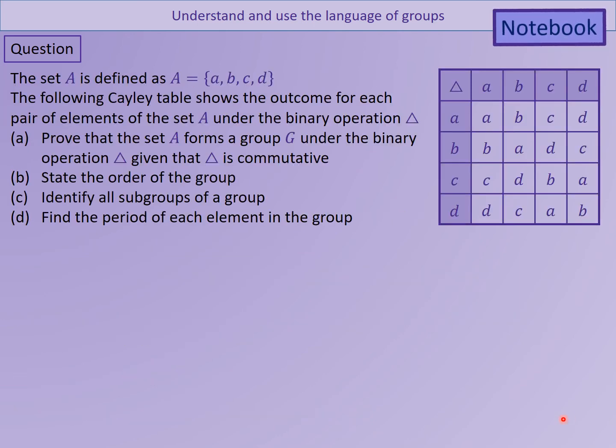Okay, sticking with your notebooks again, we're going to look at a different question, a bit bigger this time. So I've got the Cayley table. I've got the elements A, B, C, and D. This is the results we get under the binary operation with the triangle. So I'm going to pause there, give you an opportunity to write it all down, or write down what you need, including the Cayley table, and then we'll have a look at each of the questions A through to D.